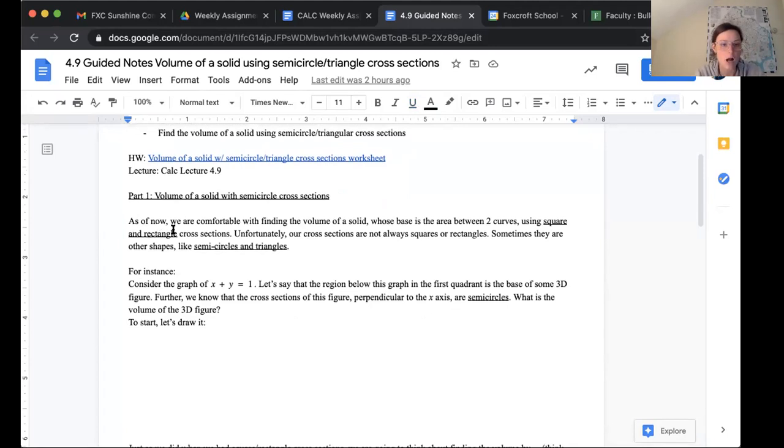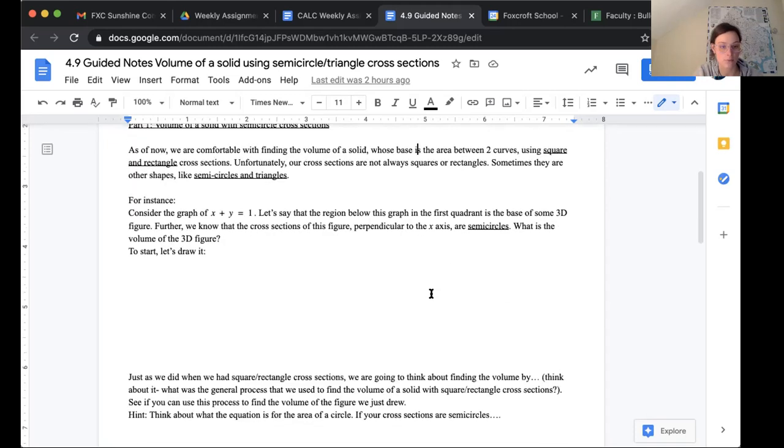So we are comfortable with finding the volume of a solid whose base is the area between two curves using square and rectangle cross sections. Unfortunately, our cross sections are not always squares or rectangles. Sometimes they're other shapes like semicircles and triangles. For instance, consider the graph of x plus y equals 1. Let's say that the region below this graph in the first quadrant is the base of some 3D figure. Further, we know that the cross sections of this figure perpendicular to the x-axis are semicircles. What is the volume of the 3D figure?